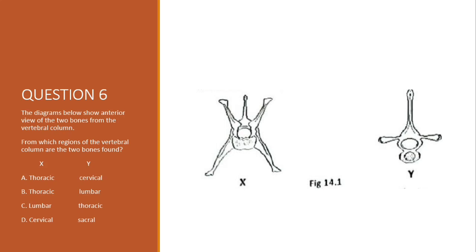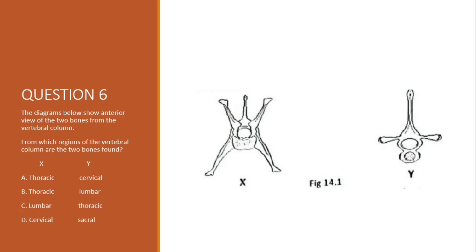Let us continue. Question 6 reads, the diagrams below show anterior view of the two bones from the vertebral column. From which regions of the vertebral column are the two bones found?